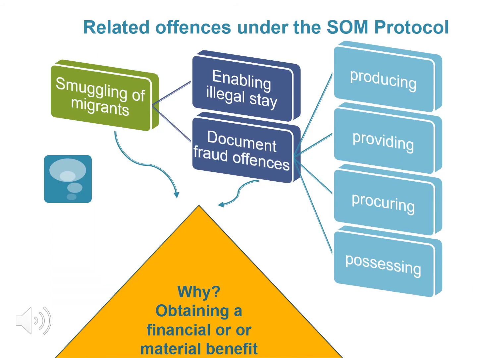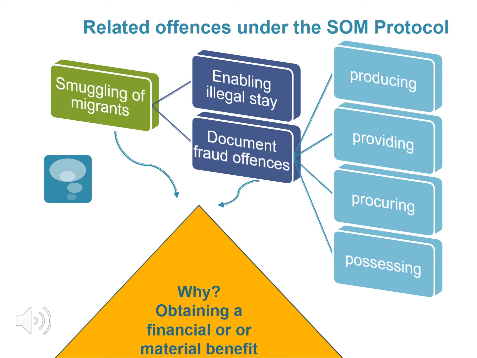Under the smuggling protocol, states are also required to criminalize a number of related conducts. These include enabling illegal stay. This means enabling a person who is not a national or a permanent resident to remain in the state concerned without complying with the necessary requirements. For example, this offense can cover those who assist an individual in unlawfully extending his or her stay in a country, even in those cases in which that individual had initially entered the country lawfully.